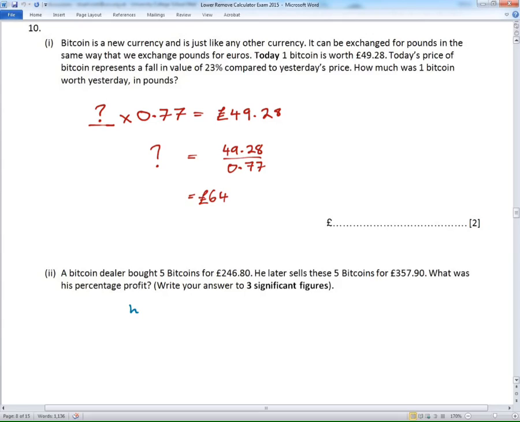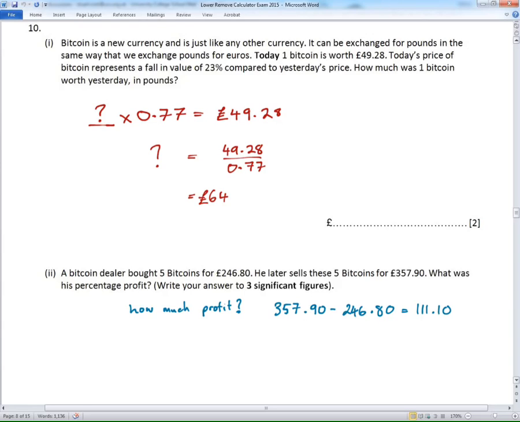Part 2. This Bitcoin dealer bought 5 Bitcoins for £246.80. He later sells the 5 Bitcoins for £357.90. What was his percentage profit? Well, to find percentage profit, you have to find how much profit was actually made. To do that, you're going to do £357.90 minus £246.80.